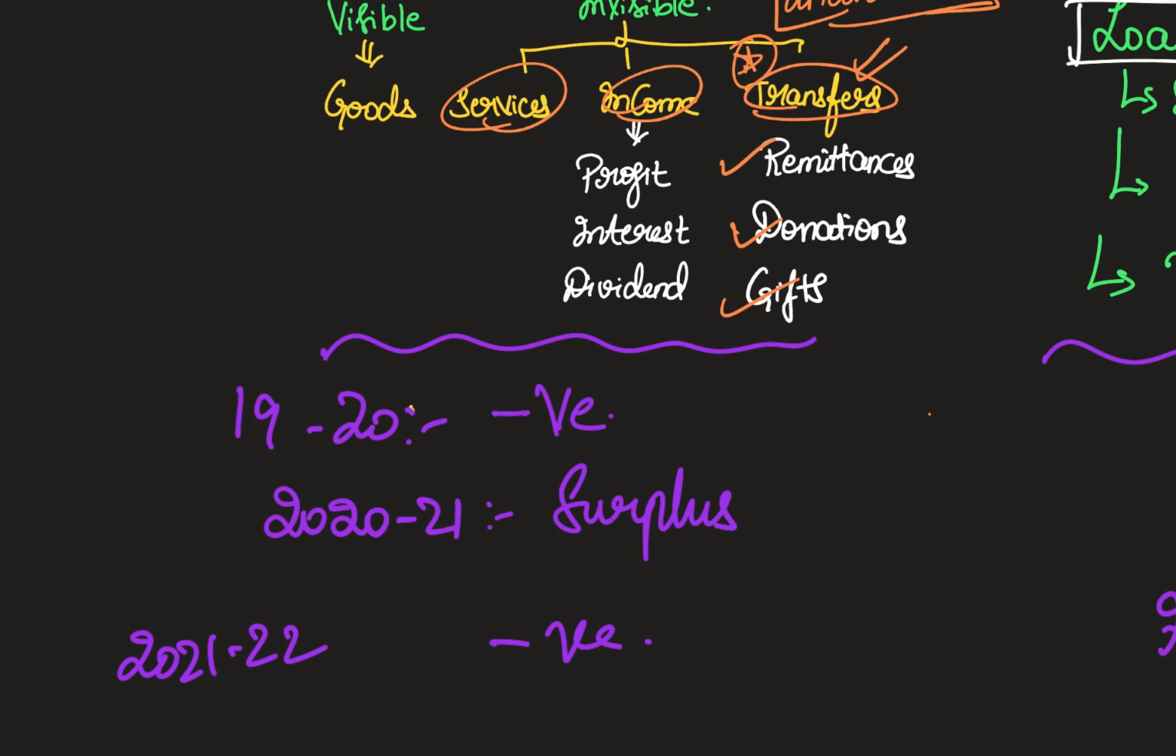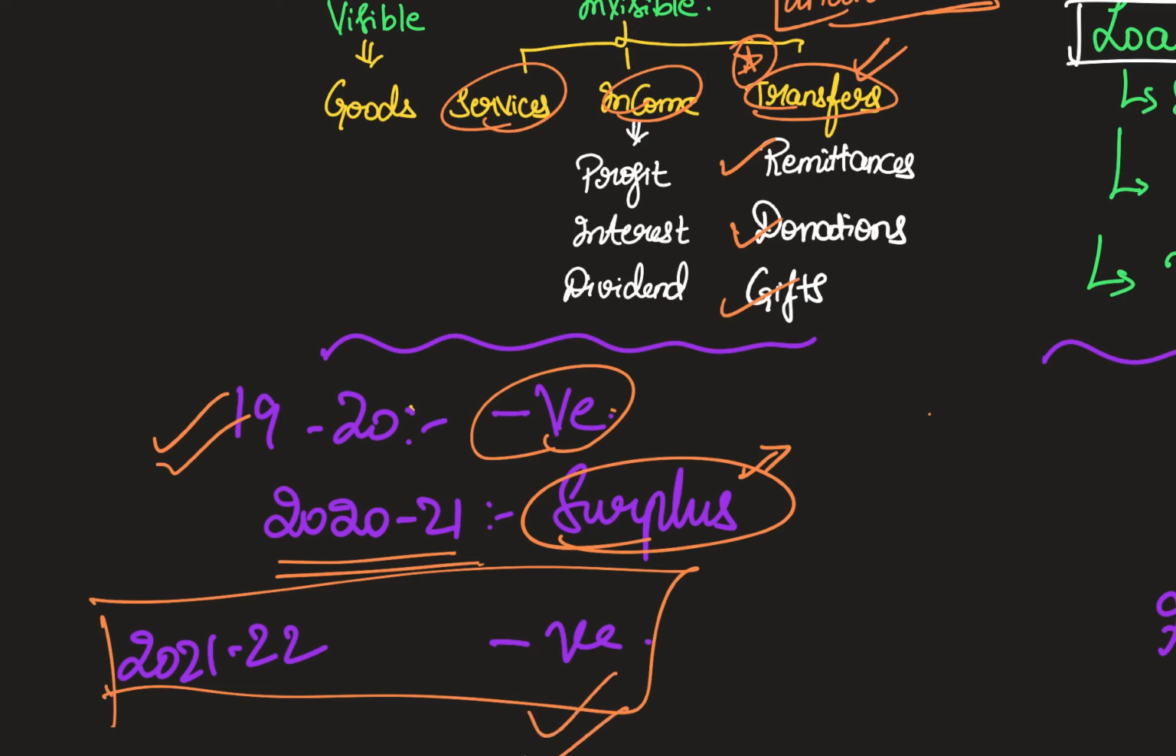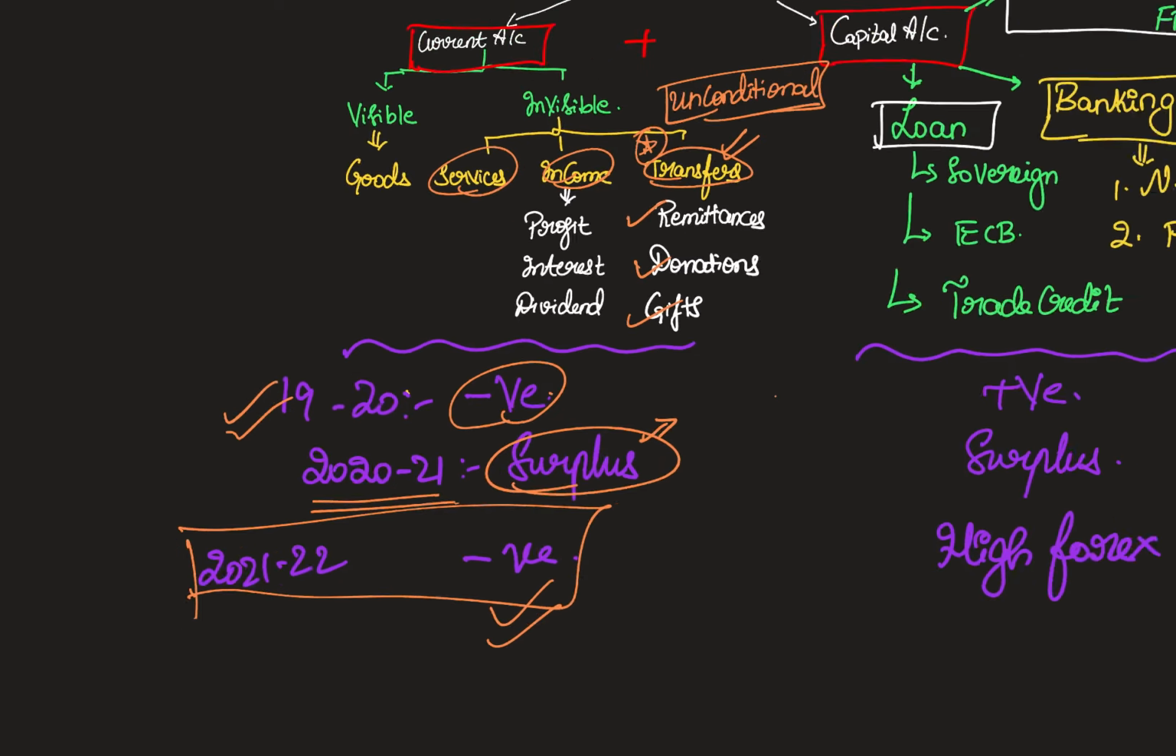So what is the trend? In 2019-20, there was a current account deficit, but in 2020-21, because of the lockdown, because we were not importing a lot of oil, there is a surplus. Again in 2021-22, the trend reversed and we are having a negative current account balance.